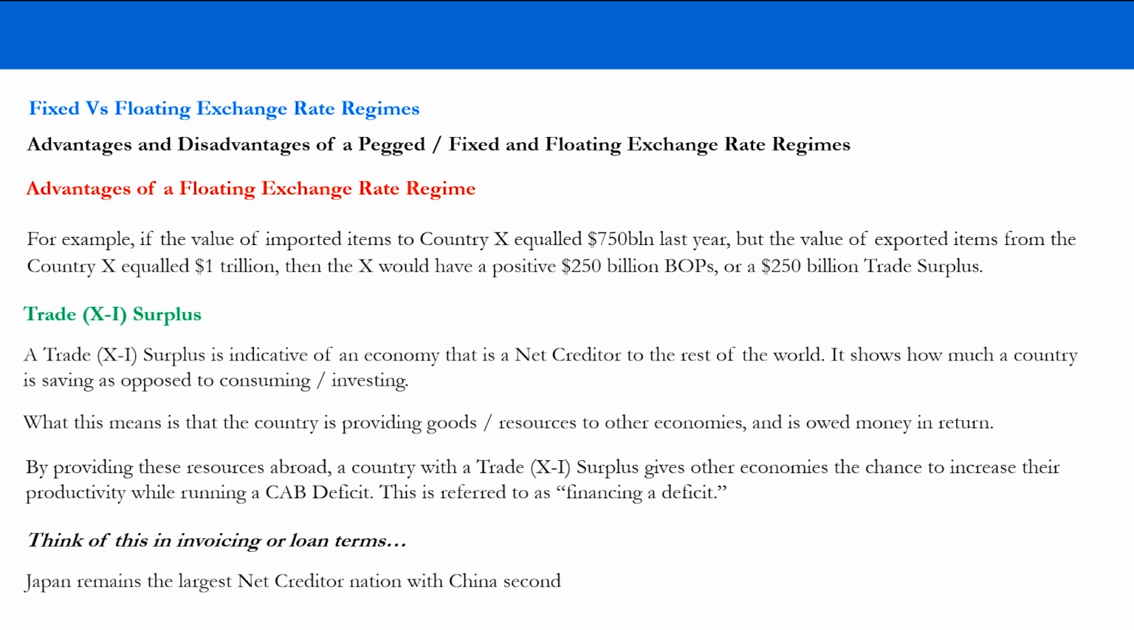What this means is that the country is providing goods, services, resources to other economies and is owed money in return for those goods, services, or resources. And by providing these resources abroad, a country with a trade surplus gives other economies the chance to increase their productivity whilst they are running a current account balance deficit. And that's what's referred to in macroeconomics as a country financing a deficit of another country.